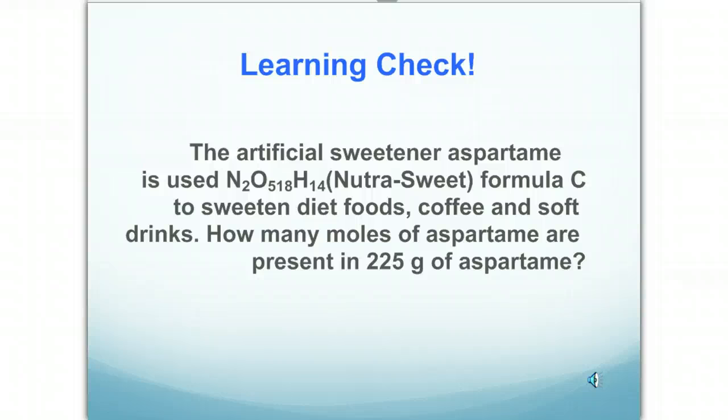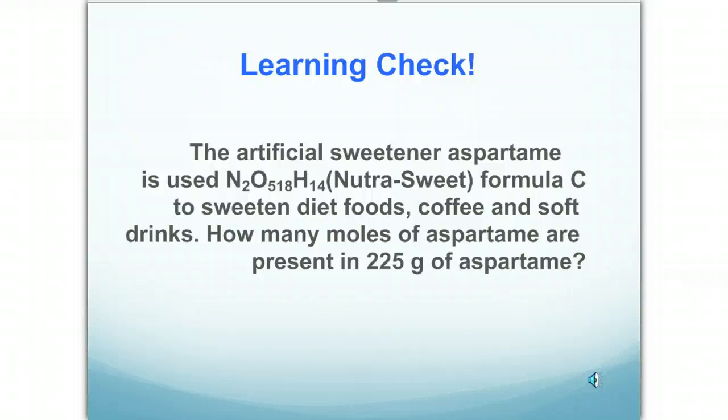Okay, the other thing we worked with was pulling out the molar mass of a more complicated molecule. So I'm going to sit here with my trusty handy dandy iPhone calculator device, and we'll work through this and put actual numbers on this, before I kind of glossed over the math last time. So the question is, if we have this formula for NutraSweet, the artificial sweetener, how many moles of aspartame are present in 225 grams of aspartame?